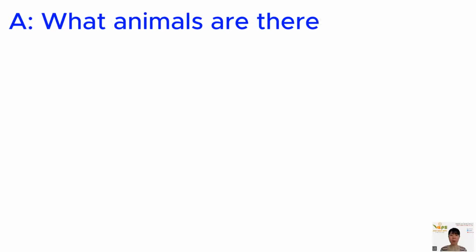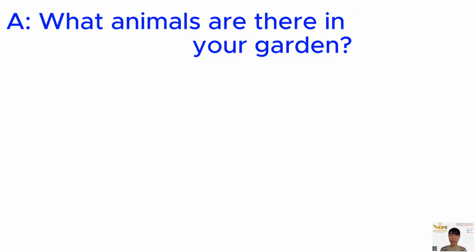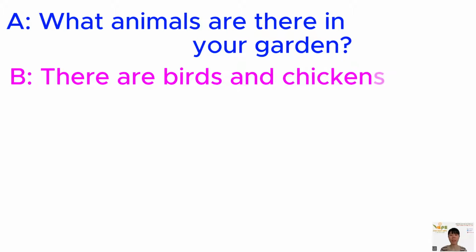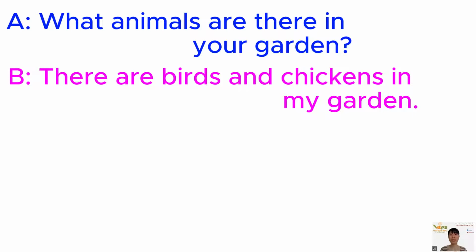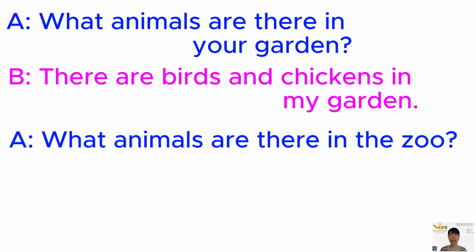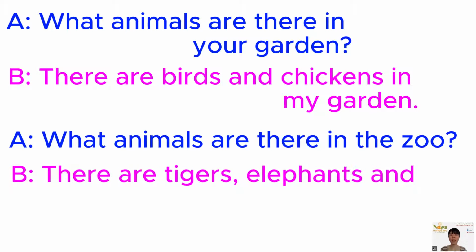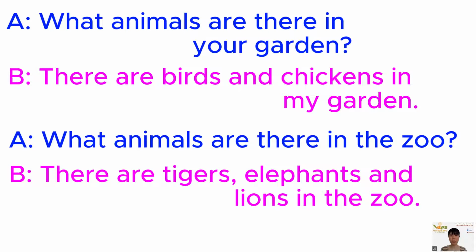What animals are there in your garden? There are birds and chickens in my garden. What animals are there in the zoo? There are tigers, elephants, and lions in the zoo.